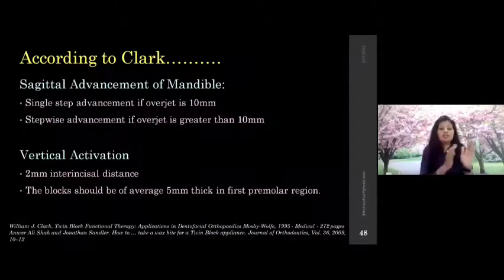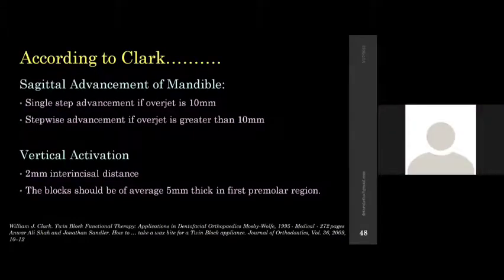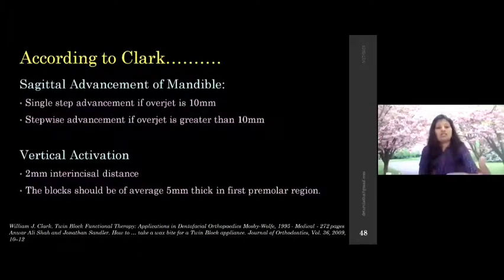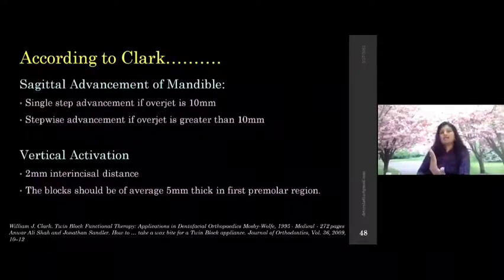If the overjet is 10 millimeter, that is good. If at all the overjet is more than that, then you are supposed to advance it slowly. That is, you will advance 8 millimeter initially, then 2 millimeter after 3 months, and after 3 months again 1 millimeter, like that. You go ahead with a sequential advancement of your mandible. That is called stepwise advancement or progressive advancement of the mandible. And this was about the sagittal, that is horizontal, advancement of the mandible.